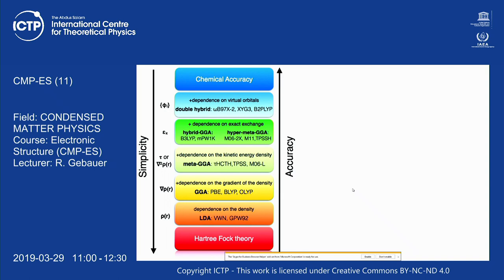And then there are also those which depend on the non-occupied orbitals, and here you're really very close to the chemical accuracy heaven where you would like to go. So you see, the lower you are, the simpler things are to code and to use, but the accuracy typically goes up as you climb. People compare this sometimes with a ladder, and this I will now show you.